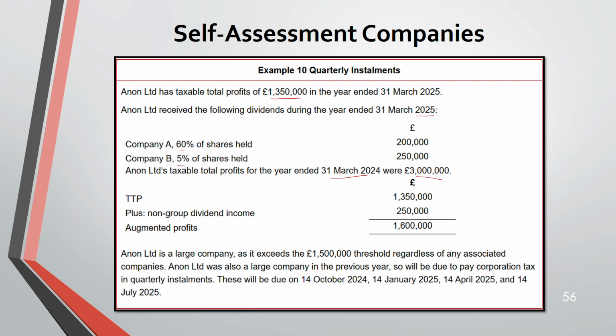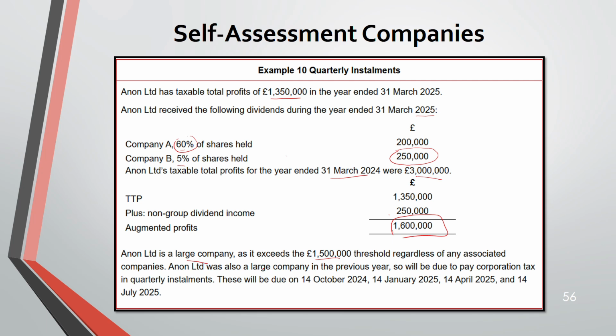Non-group dividend income. What is non-group dividend income? This one, this 250. Why? It's 5% versus 60%. The 60% is in the group, so you do not add it in the TDP, it's ignored. But this one is outside, only 5%. So the 250 you add to TDP, this is your augmented profit. Augmented profit you compare: 1.6 is more than the 1.5 million threshold. So it's a large company, so they will pay by installments, as it exceeds 1.5 million, regardless of any associated companies.